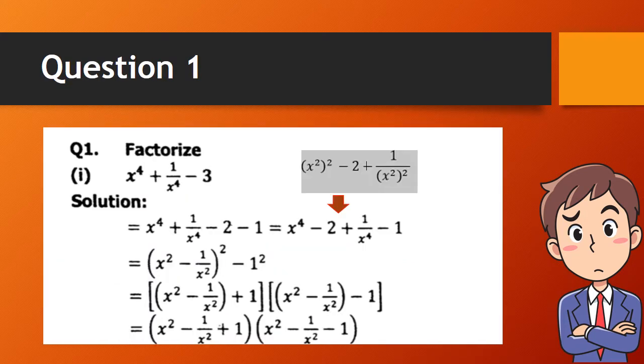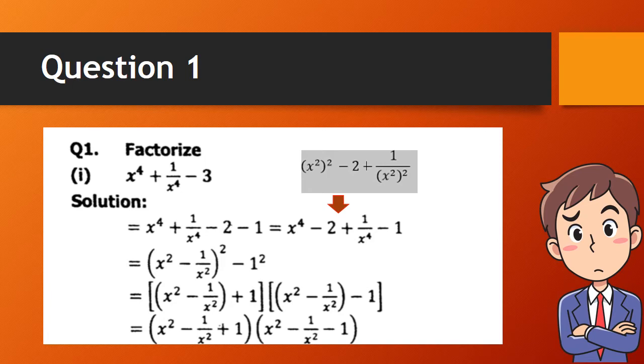So students, in question number 1 we have x raised to power 4 plus 1 over x raised to power 4 minus 3. So in this exercise you will see two types of questions, having 3 terms and having 2 terms. So this question has 3 terms. So according to the formula, you have a square plus b square minus 2ab. So minus 2ab is incomplete, you have to complete it.